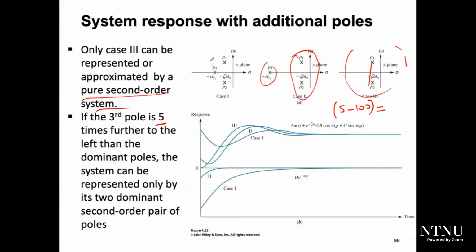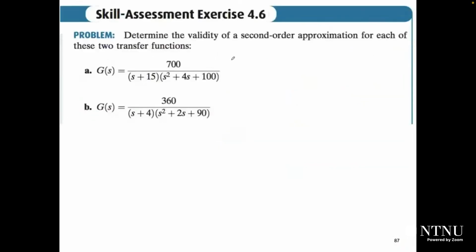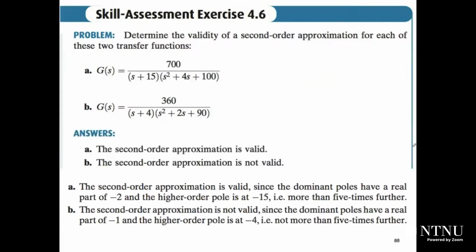Otherwise, we cannot ignore it. If this one is close, less than 5 times, we cannot ignore it and we have to represent it in our system. So here you have a system and we need to determine the validity of a second order approximation. Can we approximate this one using a second order system? So we just need to find the real part and calculate the distance to the dominant closed loop poles.